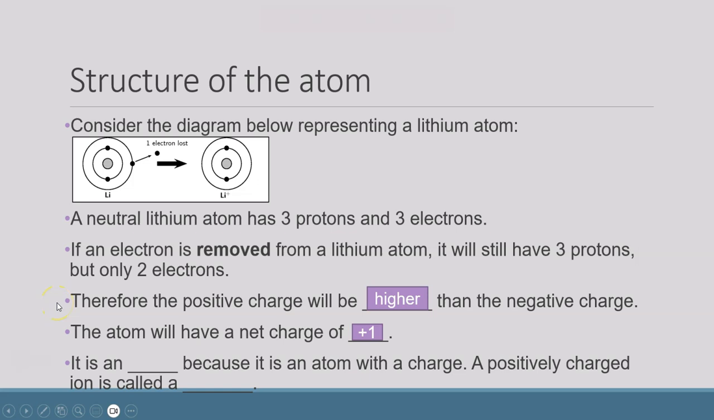Now this lithium atom is no longer an atom, it is now called an ion. An ion is an atom with a charge. A positively charged ion, meaning an ion with a positive charge, has a special name, and that is a cation. One way to remember this is that if you like cats, cats make you feel positive, so cations are positive ions.